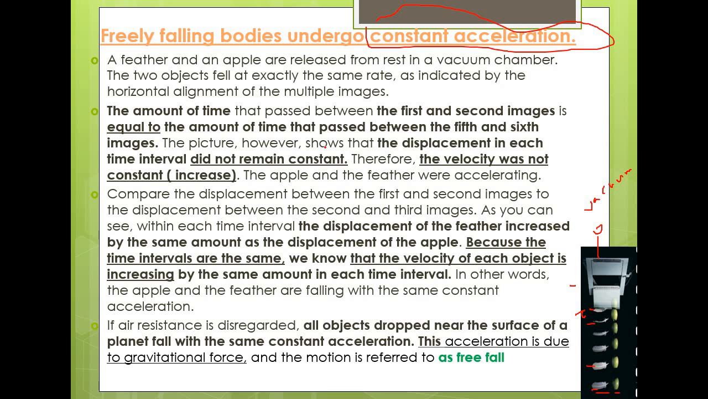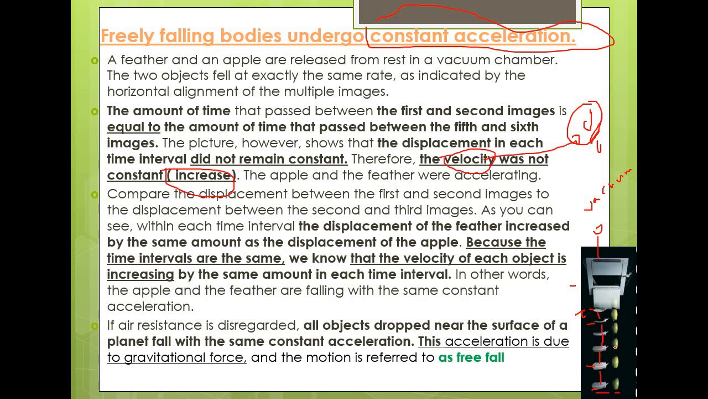The picture, however, shows that the displacement in each time interval did not remain constant, so it changed. Therefore, the velocity was not constant, meaning it changed. Why did velocity change? Because velocity means displacement divided by time. So when displacement changes, velocity will change. The velocity changes as it increases.